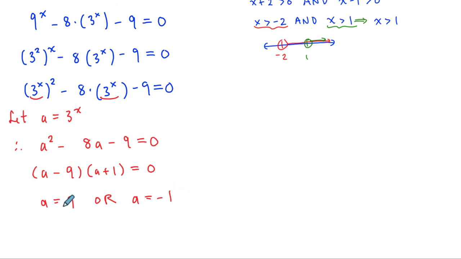We can then back substitute a with 3 to the x, and we get 3 to the x is equal to 3 squared, and by the one-to-one property, x equals 2, which is part of the domain of all reals. Or 3 to the x is equal to negative 1.